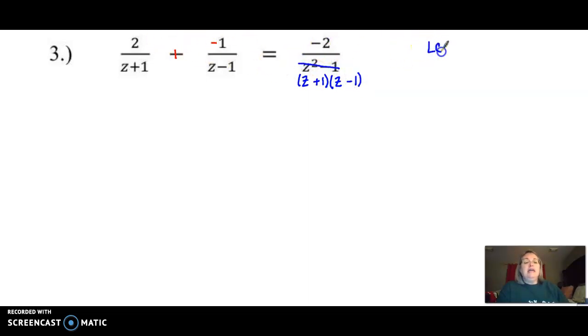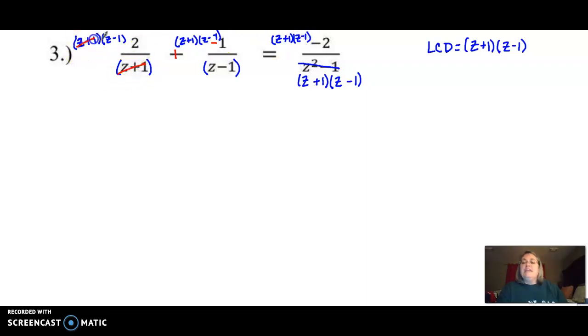So notice that my LCD will be the quantity of z plus 1 times z minus 1. And you want to multiply it as factors. Don't think, oh, well, that's just this. I can just use that. Because when you go to multiply it, then you don't have anything to reduce with. So you want to multiply it with as the factors. So z plus 1, z minus 1. And z plus 1, z minus 1. And z plus 1, z minus 1.